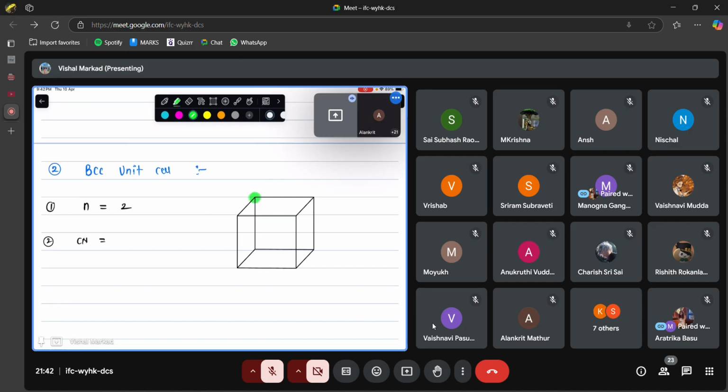So at corner there will be atoms, right? BCC is there. So where will atoms be present? Corners. All 8 corner atoms will be there. And where will other atoms be present? Corner plus 1 in the center. So there will be an atom at center.